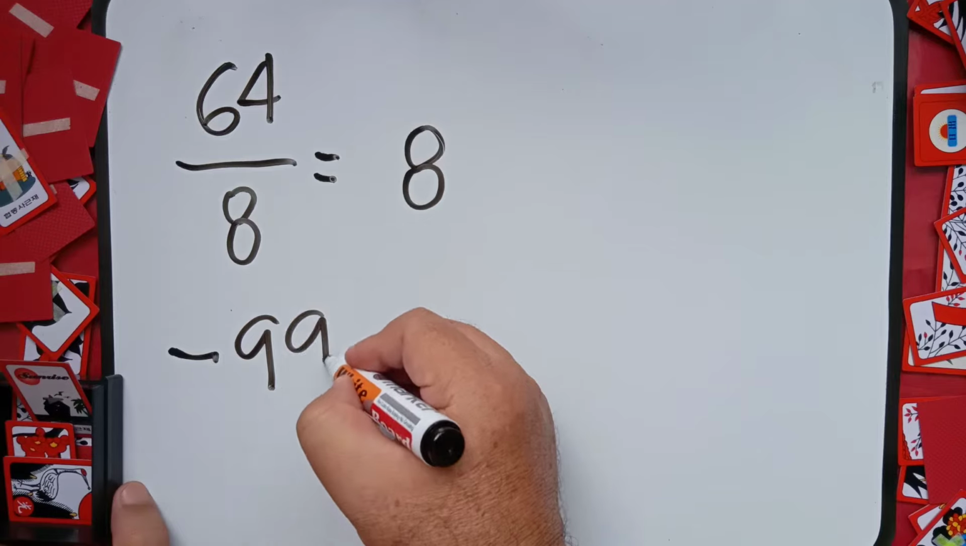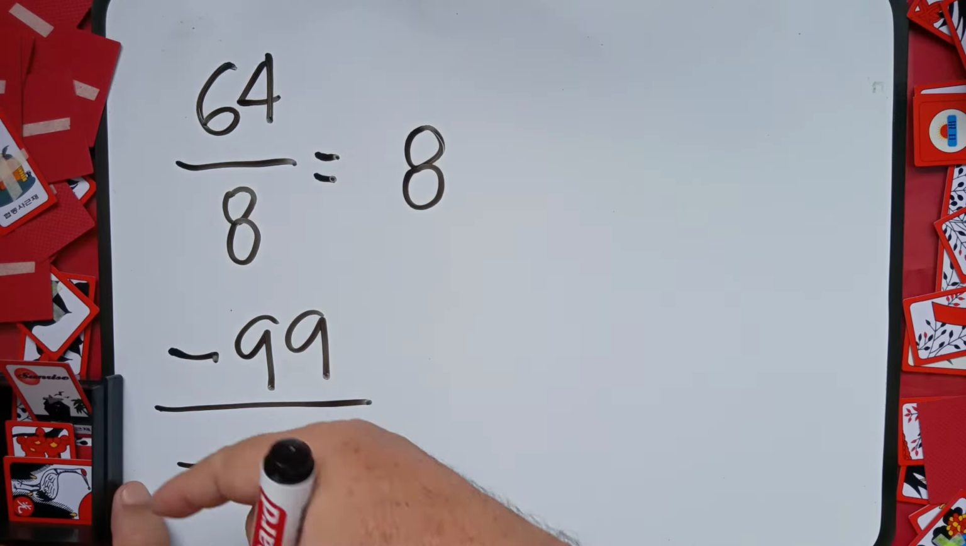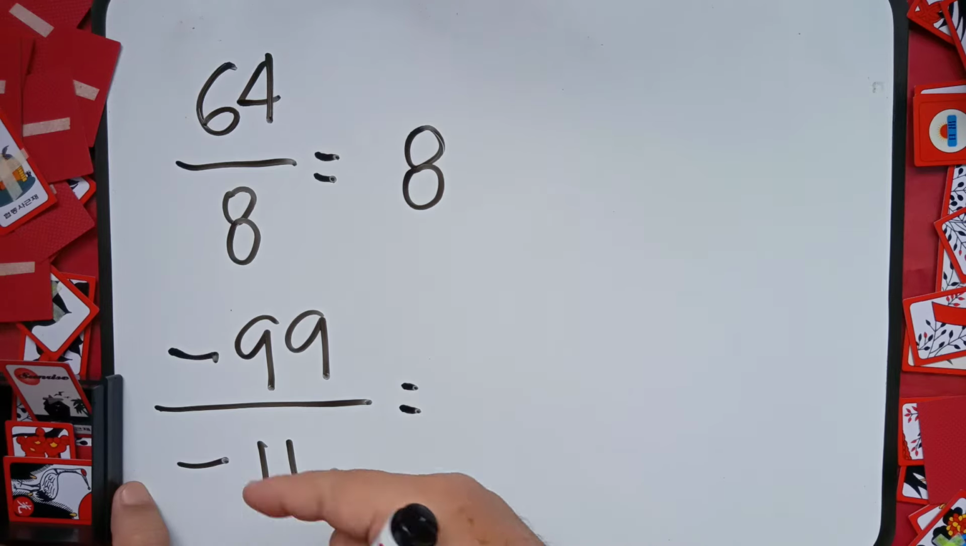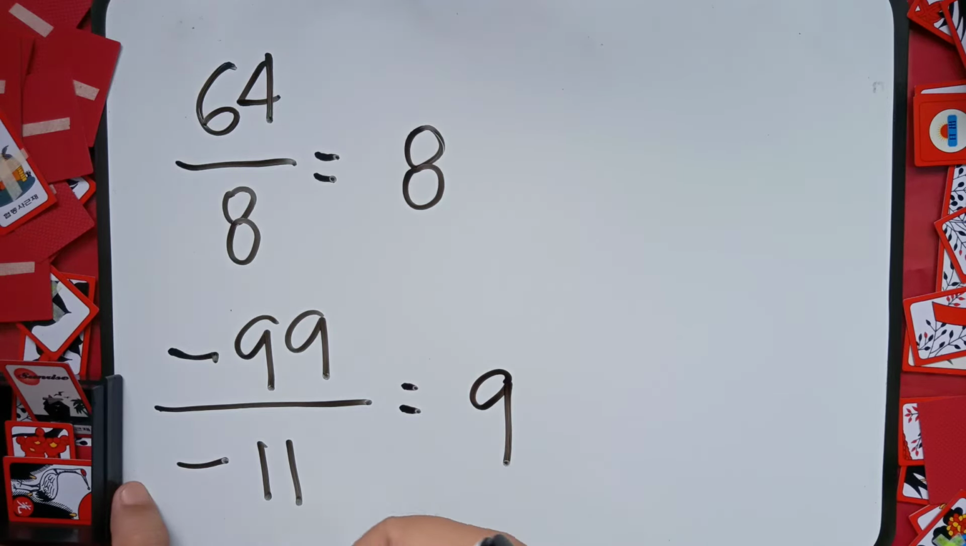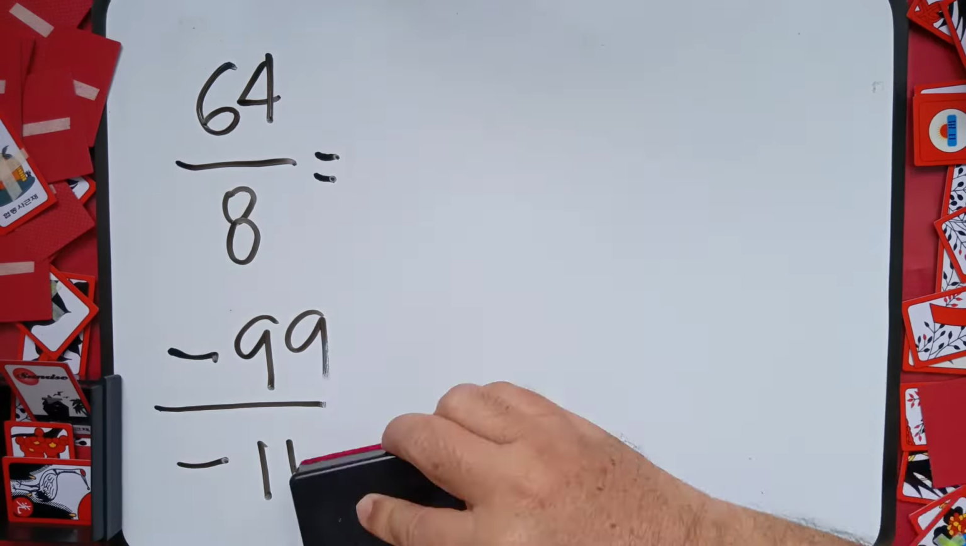Negative 99 divided by negative 11. Same sign again. The answer will always be positive. 99 divided by 11 is 9. Now, supposing the integers have different signs. Okay, let's try another one.